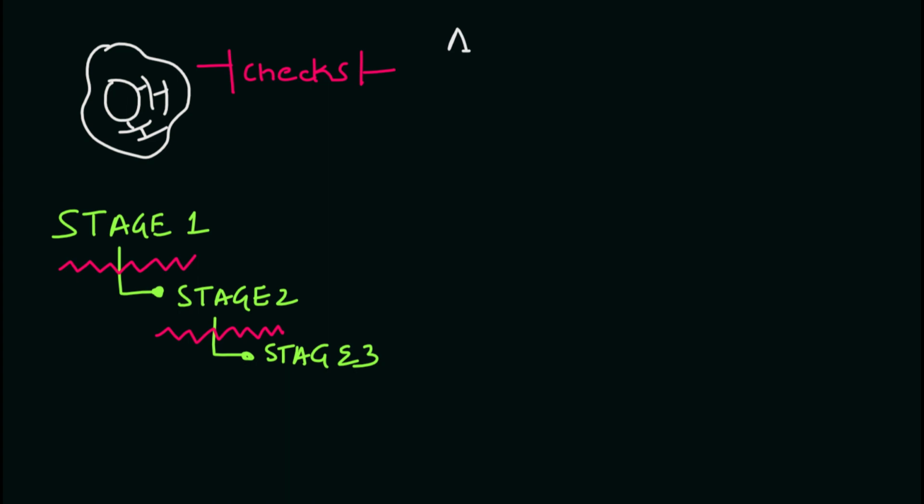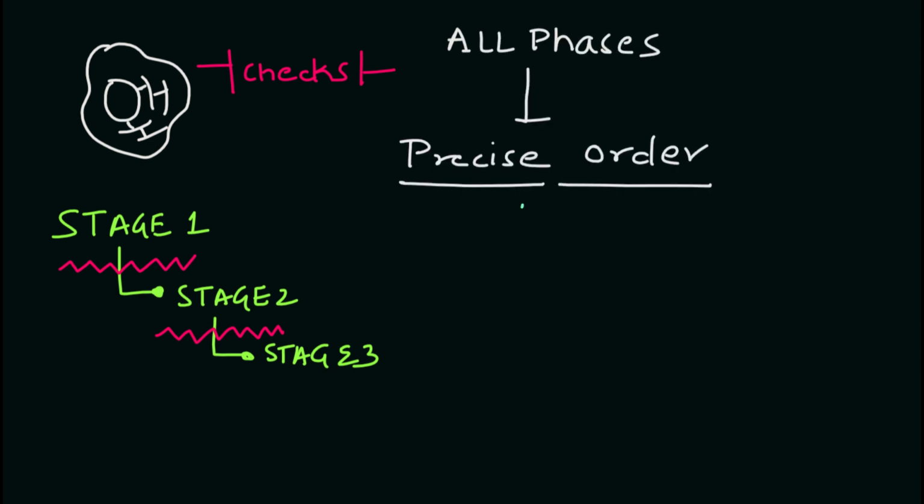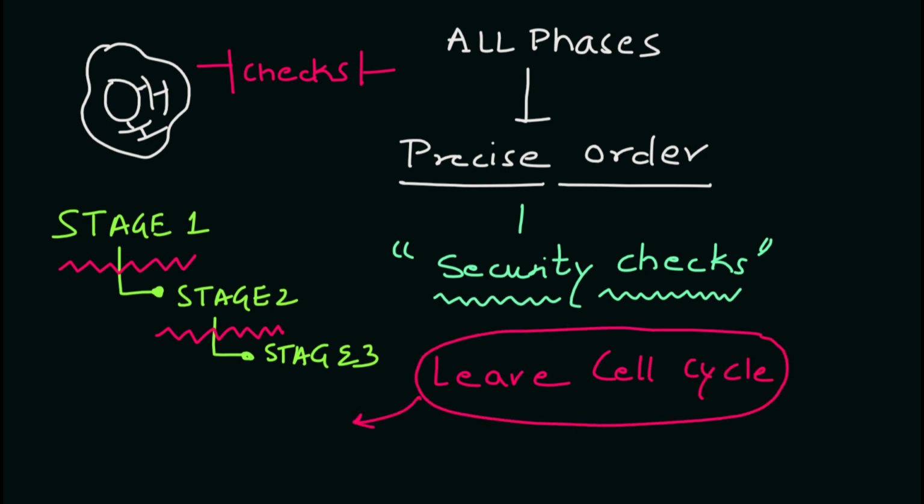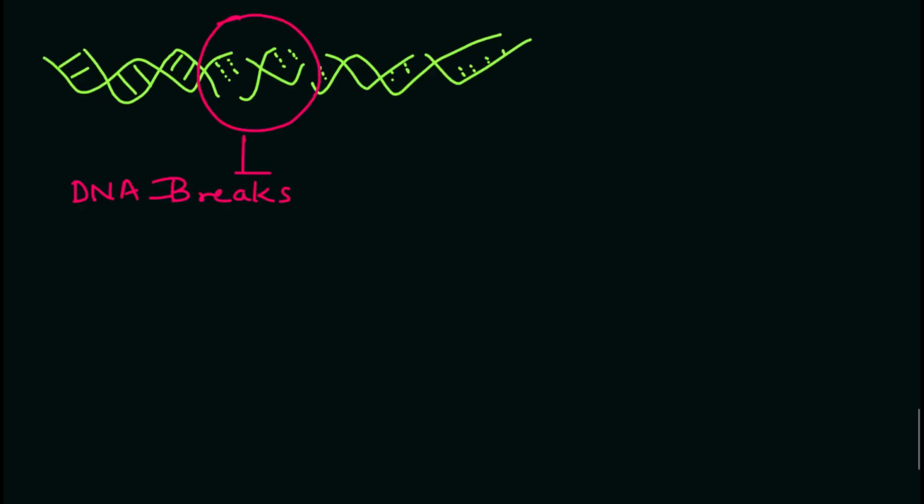The phases follow each other in precise order, and there are security checks that give the cell signals to proceed from one phase to the other. Cells can also end up leaving the cell cycle temporarily or permanently and enter G0 phase to stop dividing.